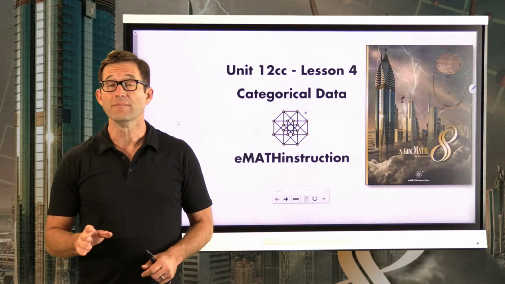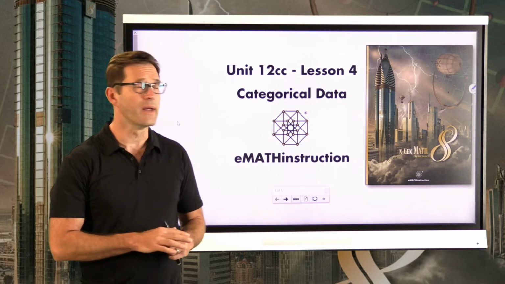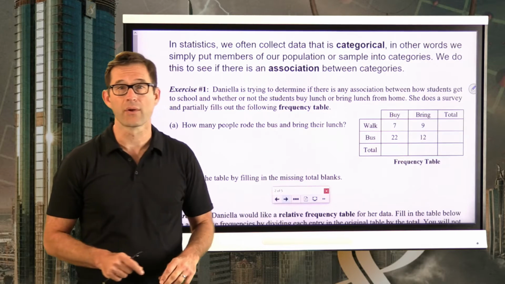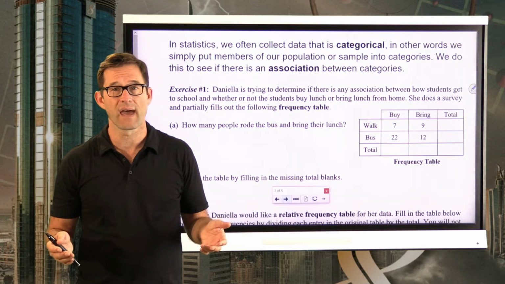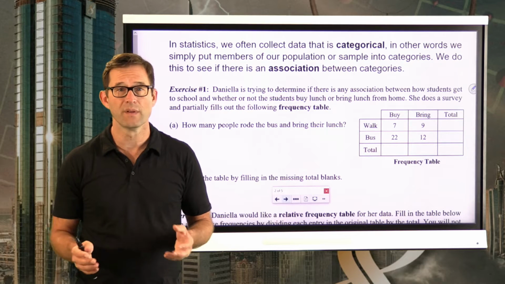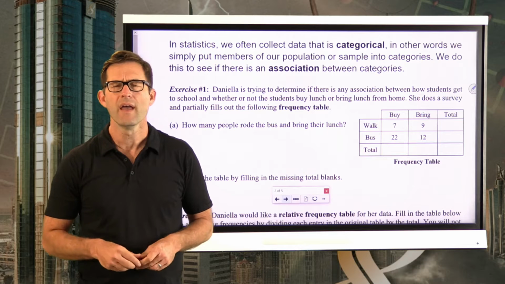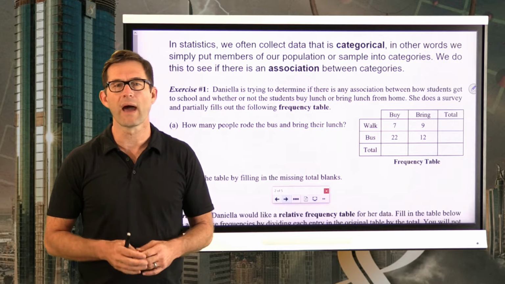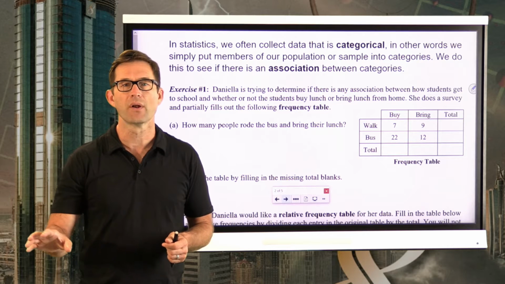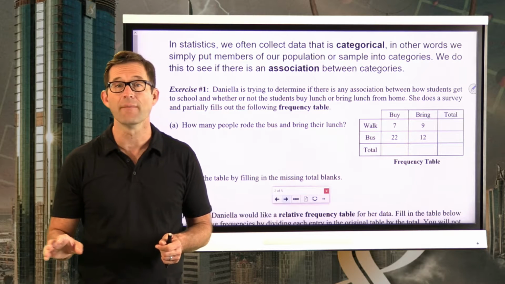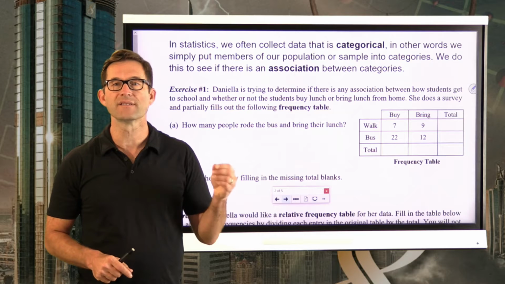All right, now let's get right into it and discuss a little bit about categorical data. In statistics, we often collect data that is categorical, right? There's two types of data in statistics. There's numerical data. That's typically data that you measure, right? How high do the plants grow? How much weight loss does this experimental treatment result in? Things like that. But we also get data that is categorical.